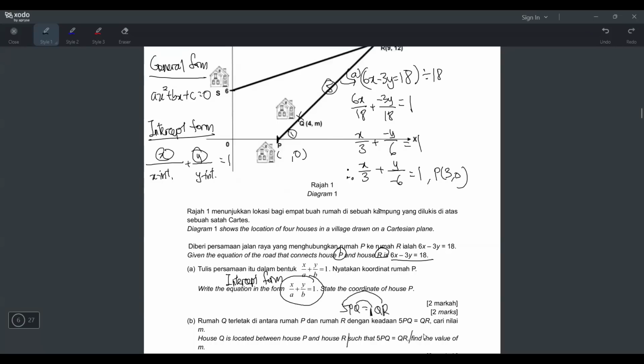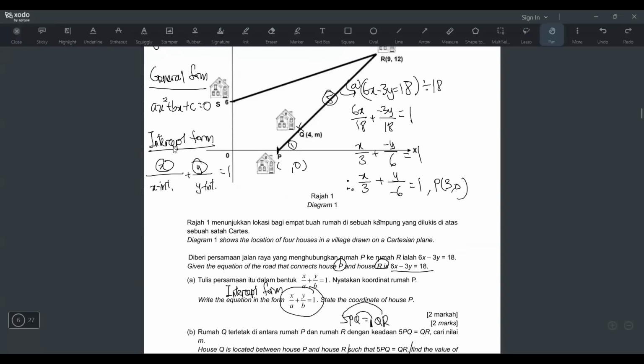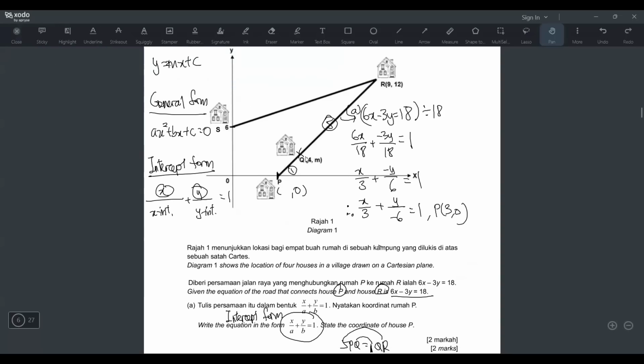Alright, done. And then find the value of M. So how to find M? I told you already. You can just sub the 4M into the equation, right? But actually, there's another way to do it. Because now you have point P, you can also use the point C formula. I call it the point C formula, right? What's the point C formula?